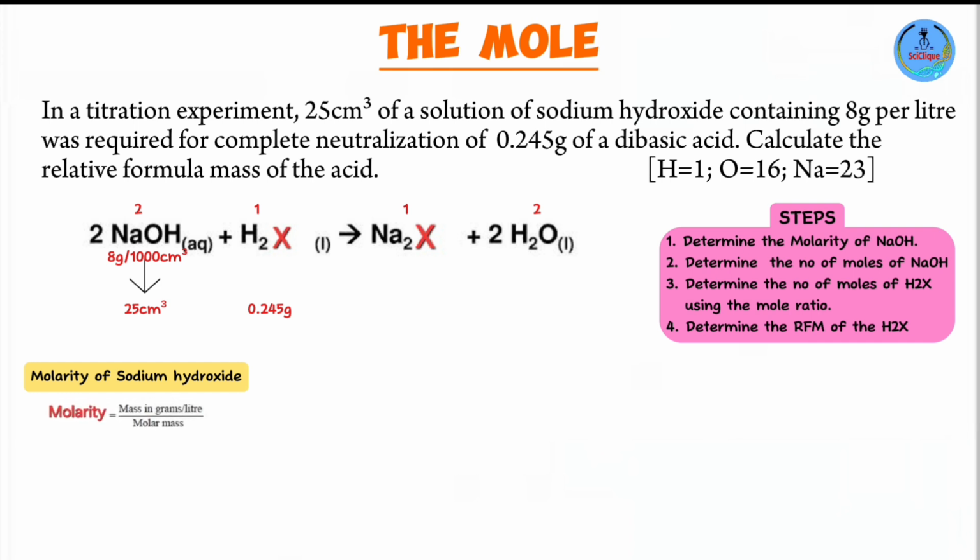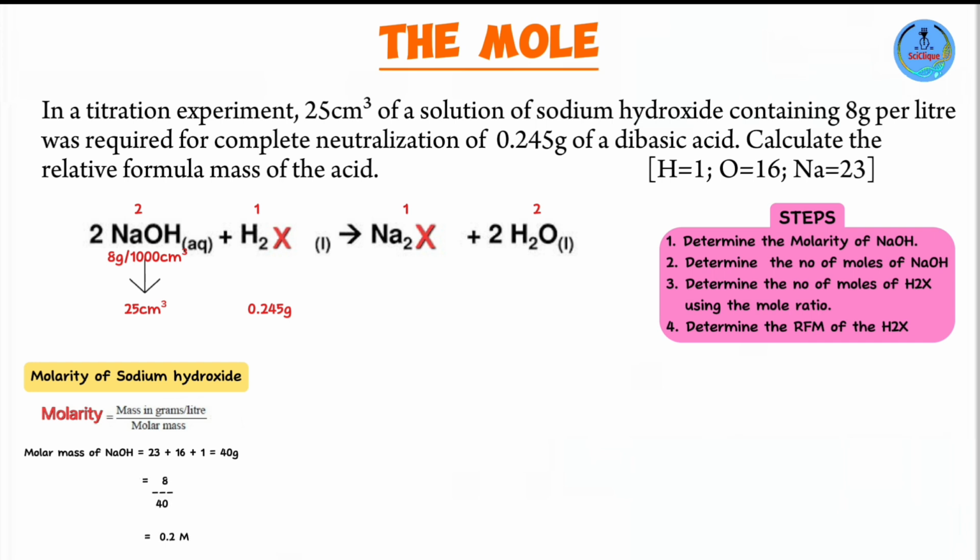Molarity is given by mass in grams per liter over the molar mass. How many grams of sodium hydroxide were dissolved in 1 liter? 8. Remember, 1 liter is equivalent to 1,000 cubic centimeters. What is the molar mass of sodium hydroxide? You're going to take the RMM of the elements. That is 23 plus 16 plus 1 gives us 40. So we substitute everything. And what do we end up having? We end up having 8 over 40 gives us 0.2 M.